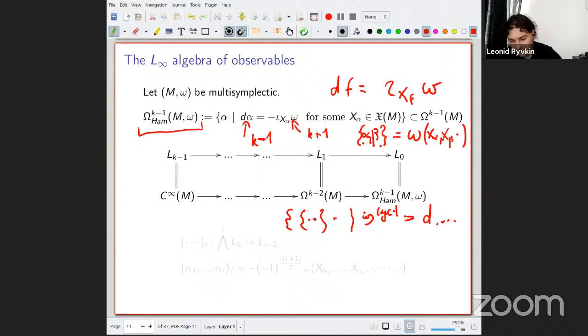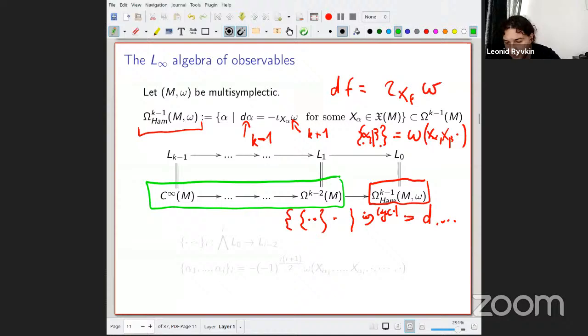This forms a Lie algebra up to homotopy, which is called a Lie infinity algebra. We add higher degree, or lower, depending on your perspective, degree to the Hamiltonian forms. We just extend it by the de Rham complex in all lower degrees, right up until functions. And we say that this error in the Jacobi identity is not a bug, it's a feature. It gives us more information.